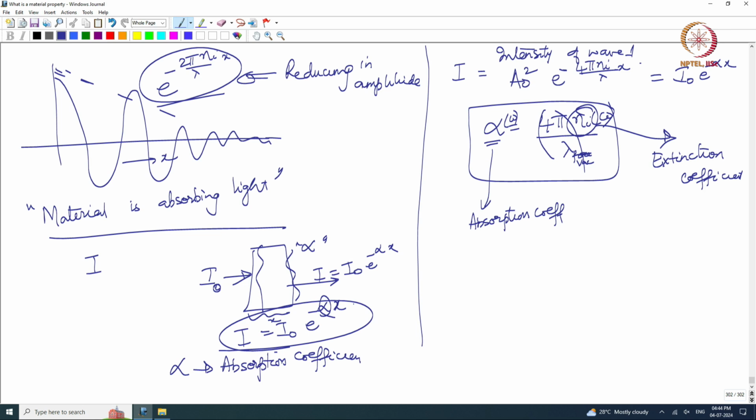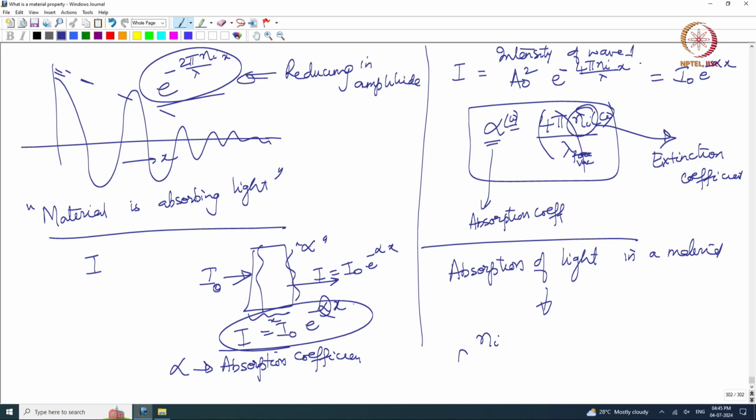So whether I talk about the extinction coefficient or the absorption coefficient, I am actually talking about absorption of light in a material, right. So that is given as the imaginary part of Ni, that is the extinction, and that is actually related to the absorption, right. So this is the absorption coefficient. These are one and the same. Okay. They are related by just a factor, which is 4 pi by lambda.